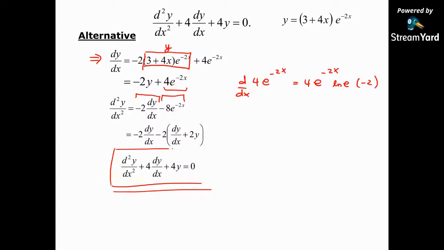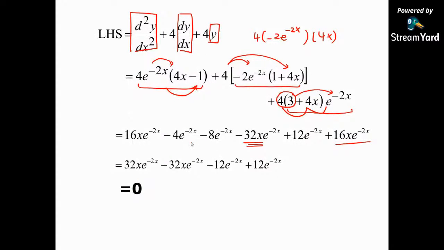Okay, but this is an alternative. Of course, if you cannot really see them, then it will be quite easy if you simply use this formula, substitute inside this formula, and then you can easily see that on the right hand side, we are going to get 0.